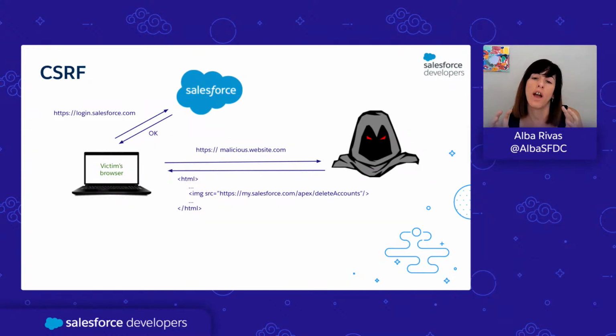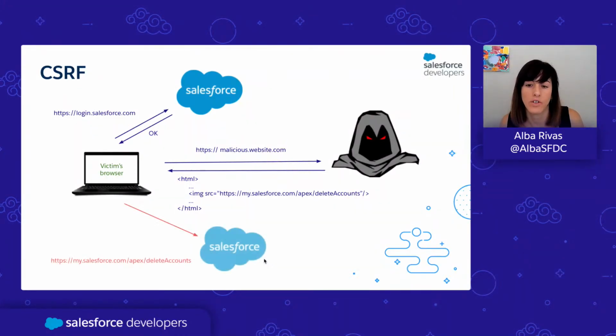What happens, how the browser works, is that when the browser receives this HTML document, immediately it is going to try to retrieve the images and to make a request to this endpoint here. So what is going to happen is that the customer is going to delete all the accounts in Salesforce without knowing it, because the browser has executed that. That is what we call cross-site request forgery.